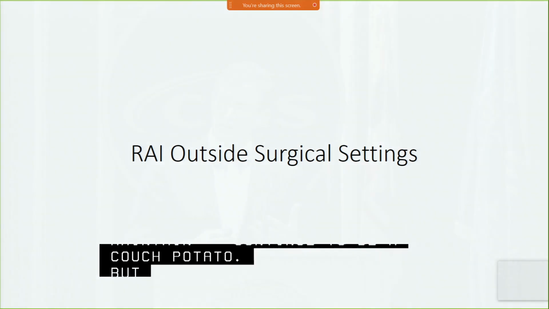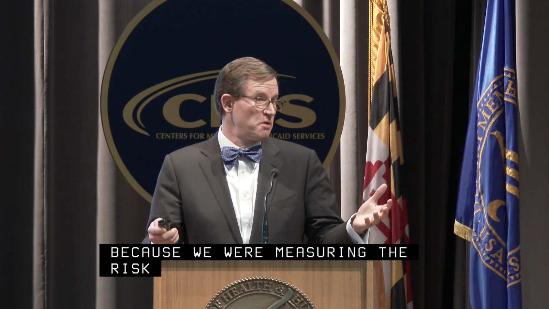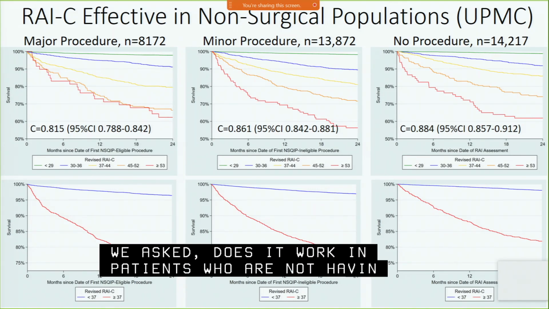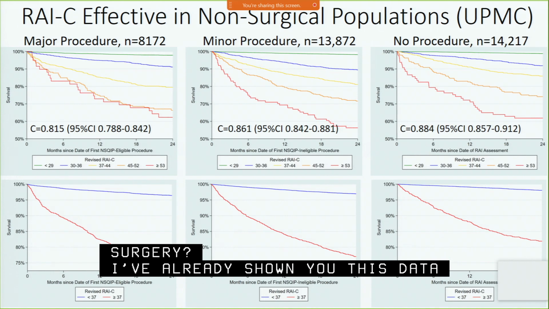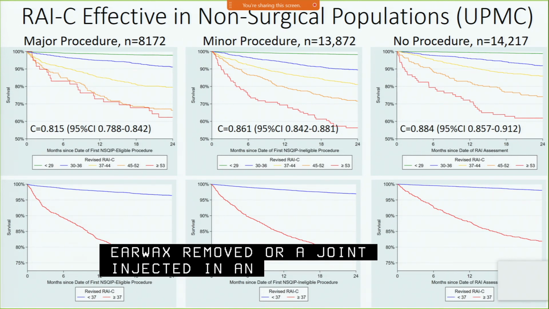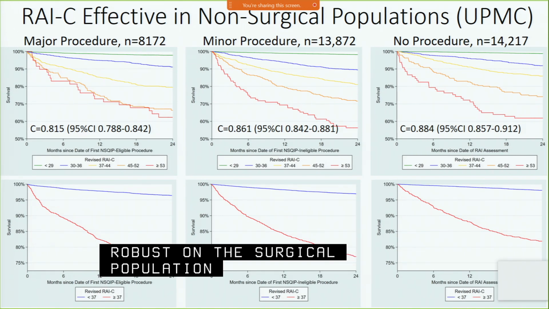Now, this begs the question of frailty and its applicability outside of the surgical setting. Surgery is important, but it's not the only place where frailty might be relevant. And we've had the opportunity now, because we were measuring the risk analysis index on everybody presenting to outpatient surgical clinics. And we asked the question, does it work in patients who are not having surgery? I've already shown you these data, which are the people who had major surgery as defined by inclusion in ACS or VASQIP data sets. These are people who had minor procedures like having their earwax removed or a joint injected, an office-based procedure of some variety but not requiring anesthesia, or no procedure at all. Again, the discrimination is robust, actually more robust in these non-surgical populations, and it effectively risk stratifies people, suggesting that this might be of use outside of the surgical setting.